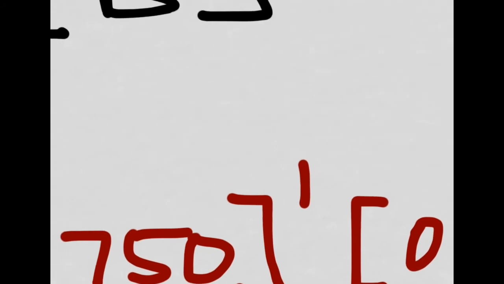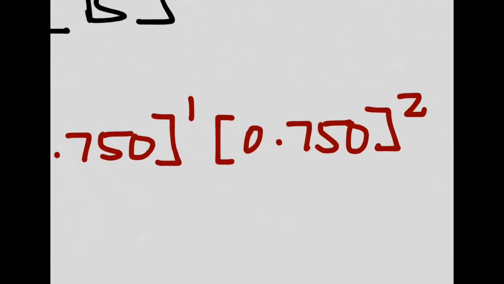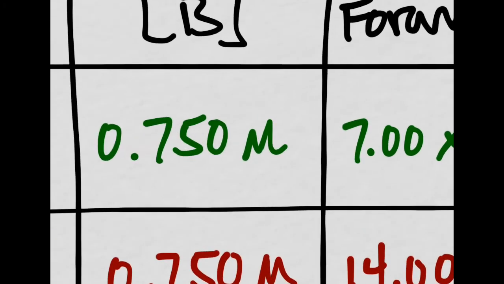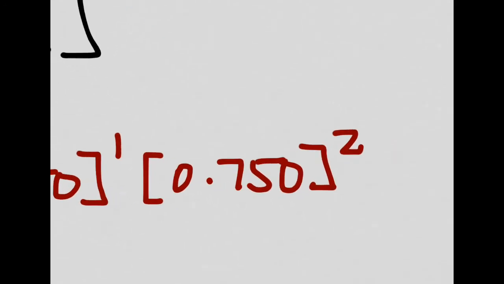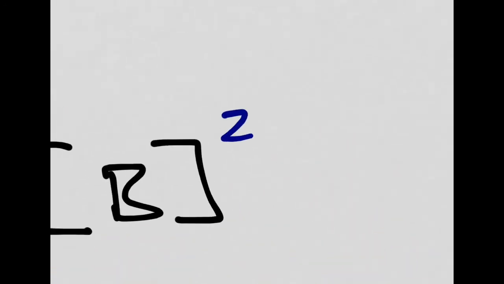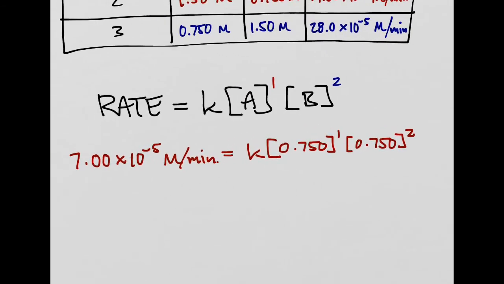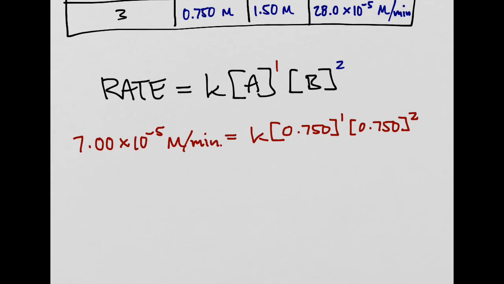I make that raised to the first power because remember that's our rate law right there, to correspond with the 1 to 1. And then I take my concentration of B, which is also 0.750, and I put that right in here. But this one gets raised to a power of 2 because our rate law had a 2 there. So when you calculate this out and solve for K, I'm not going to go through that process because I think you know how to solve for K in this situation.